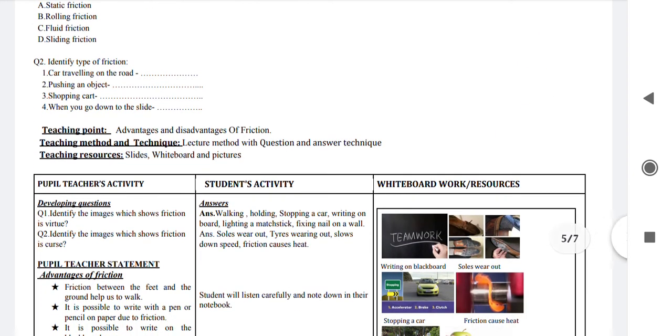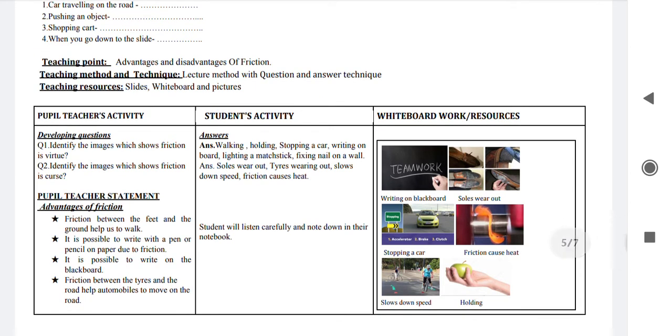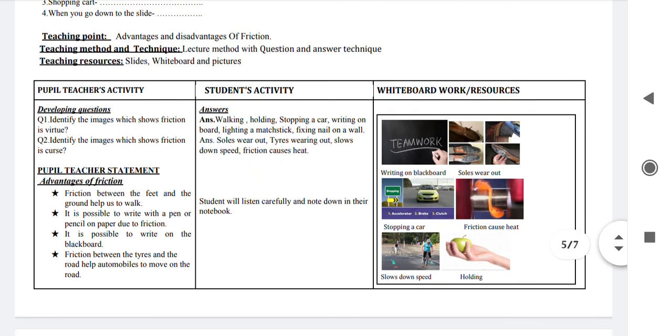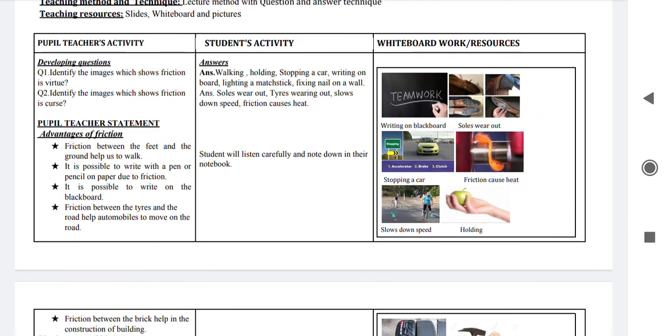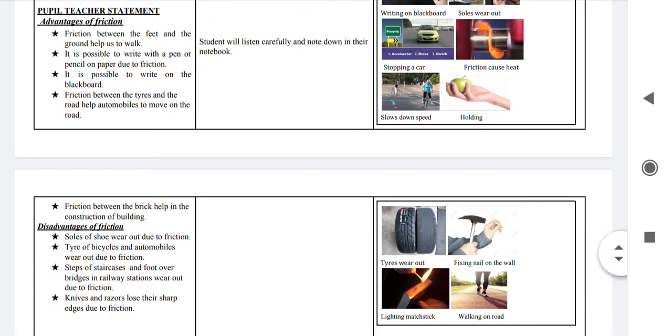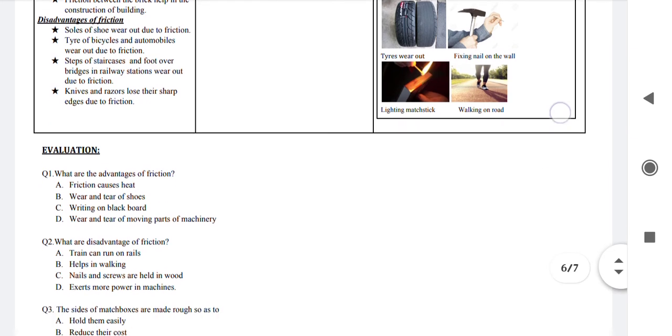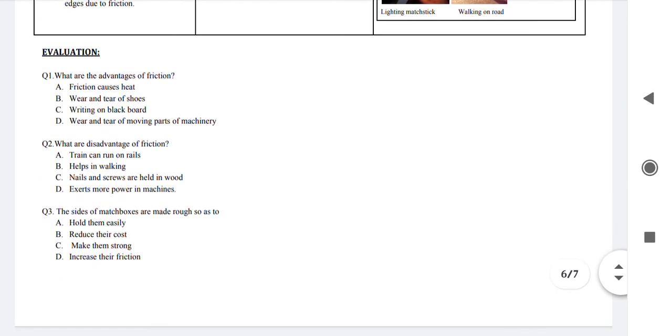Next teaching point is advantages and disadvantages of friction. In this we have used lecture method with question and answer technique. So 3 columns will be made like this: teacher activity, students activity, whiteboard work. Then developing question, students expected answer. Then pupil teacher statement, advantages of friction and disadvantages of friction. Then comes evaluation. Evaluation can be done in the form of MCQs, fill in the blanks, match the columns, whatever.